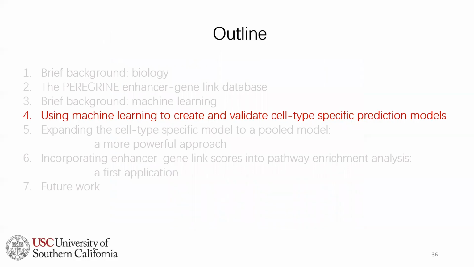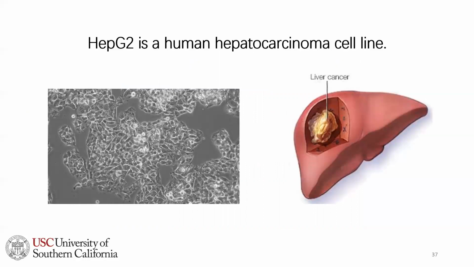So now that we have a positive and a negative set of enhancer gene links, we can move on toward using machine learning to create and validate cell type specific prediction models. HepG2 is an immortalized cell line consisting of human liver carcinoma cells derived from the liver tissue of a Caucasian male who had a well-differentiated hepatocellular carcinoma. And hepatocellular carcinoma is actually the fifth most common cancer worldwide.